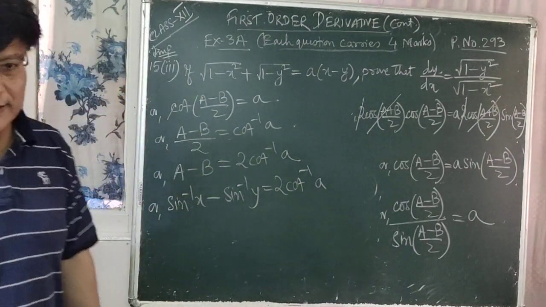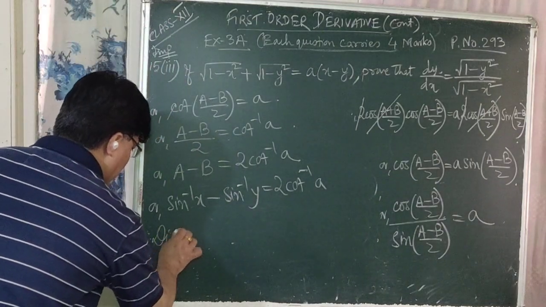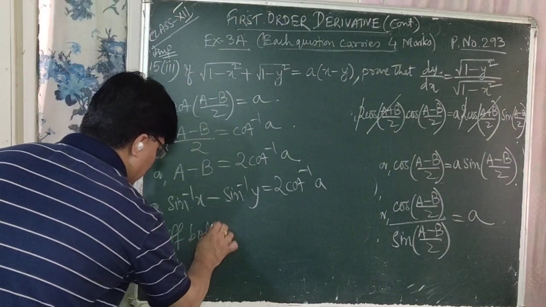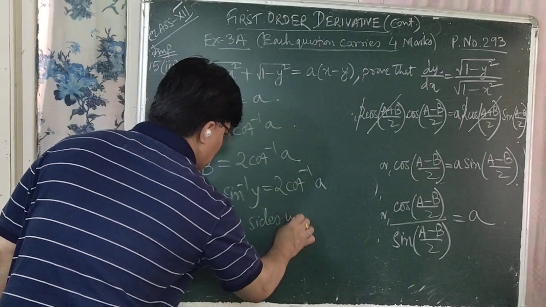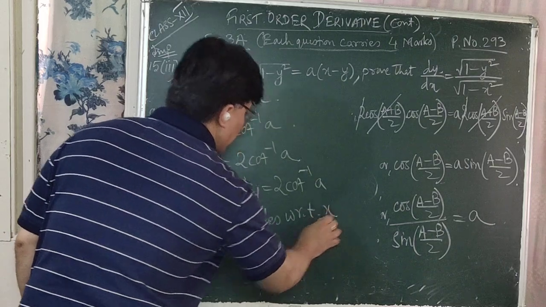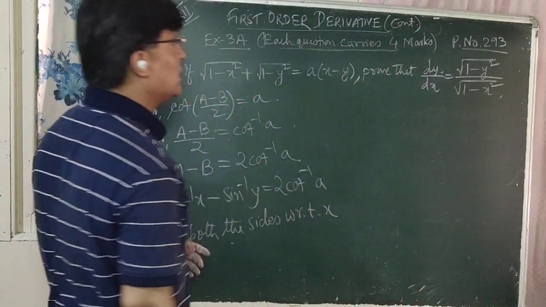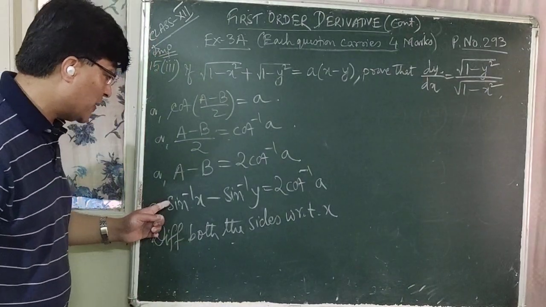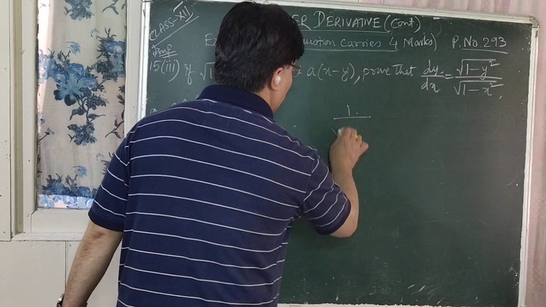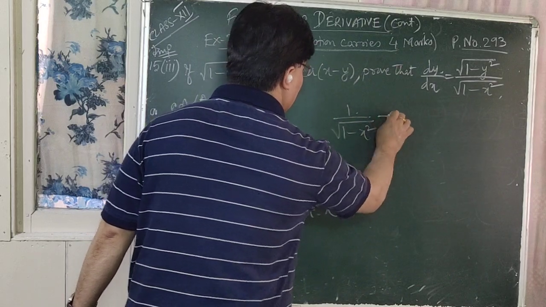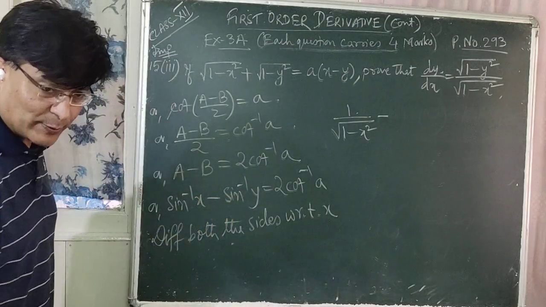Now you can differentiate it. Now differentiating both the sides with respect to x. So what do we get? What is the differentiation of sine inverse x with respect to x? 1 upon root over 1 minus x square. Then the minus sign is there. What is the differentiation of sine inverse y with respect to x?